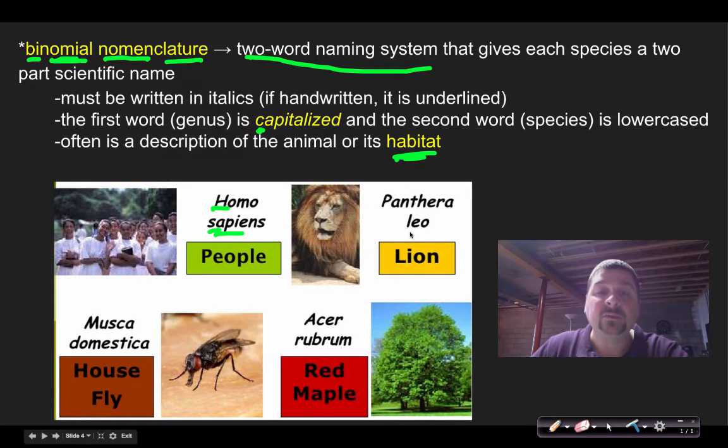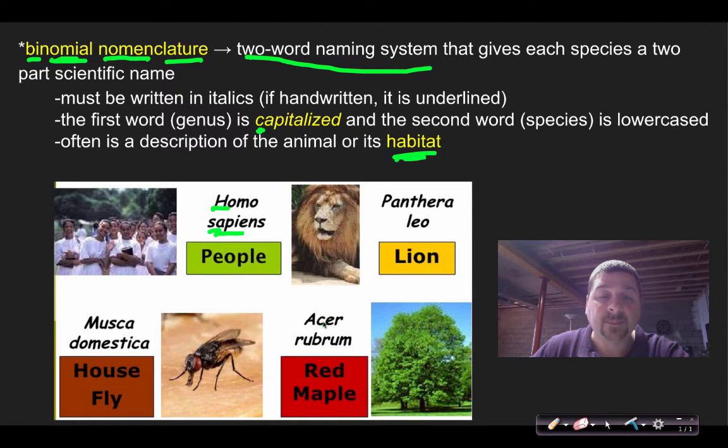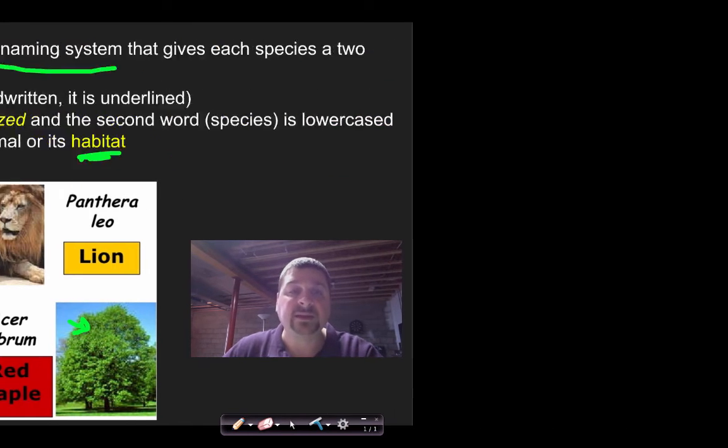For a lion, Leo, a descriptive word that tells us we're talking about lions, in the panther genus: Panthera leo. Acer rubrum is a maple tree. Acer is referring to the maple, and rubrum refers to red. You say, well, that tree is green right now, but in the fall, it gets bright red leaves. Musca domestica: domestic because we find it in our houses. It's a Musca fly that we find in our houses. So oftentimes, the scientific name will tell us a little bit about that species.